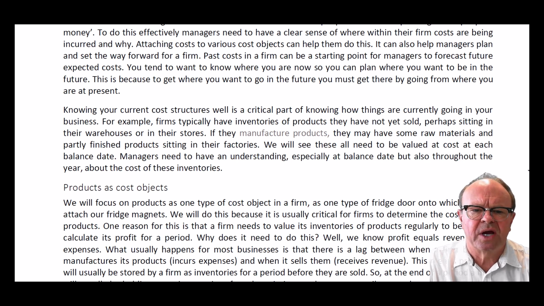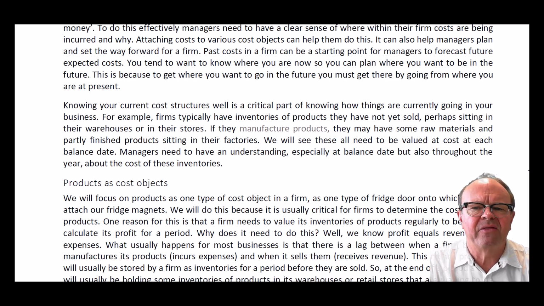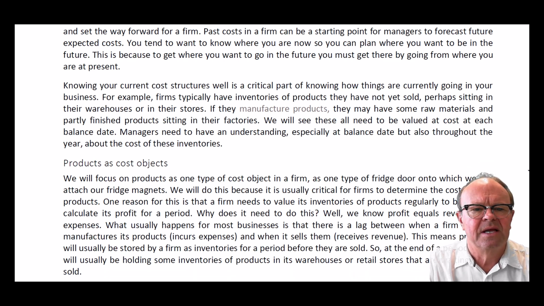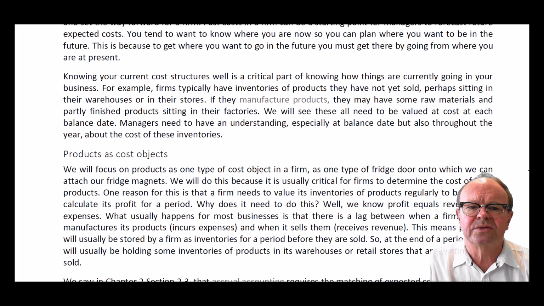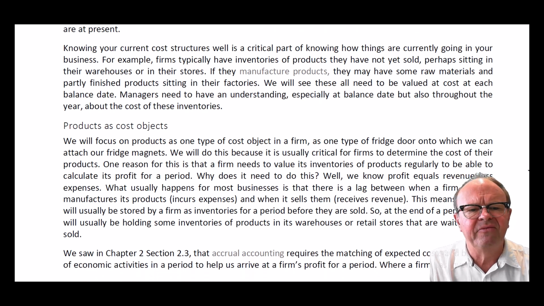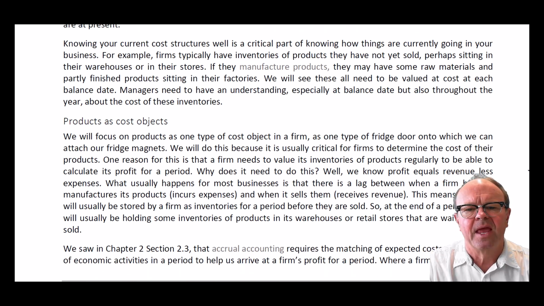Knowing your current cost structures well is a critical part of knowing how things are currently going in your business. For example, firms typically have inventories of products they have not yet sold, perhaps sitting in their warehouses or in their stores. If they manufacture products, they may have some raw materials and partly finished products sitting in their factories. We will see these all need to be valued at cost at each balance date. Managers need to have an understanding, especially at balance date, but also throughout the year, about the cost of these inventories.